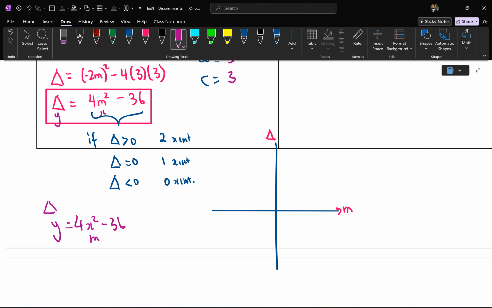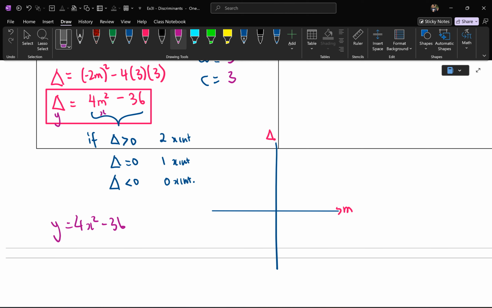Okay? So, what does 4m squared minus 36 look like on this graph? Or if I change the language just to help you keep up with me here, what does the graph of 4x squared minus 36 look like? Can anyone read it? Okay, so it's positive 4, so it's a smiley shape. What else can we say? What's the y-intercept?